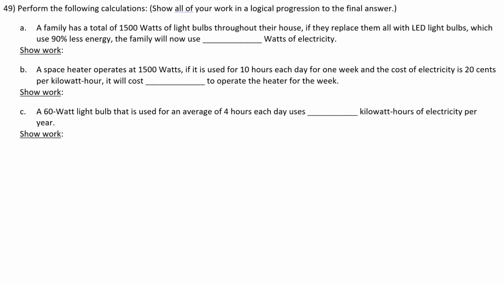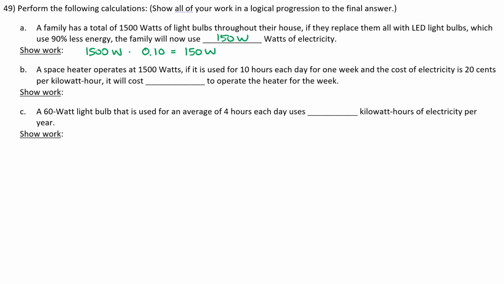So this now is all about the math. A family, and I'm going to be showing my work as I can. So a family has a total of 1,500 watts of light bulbs throughout their house. If they replace them all with LED light bulbs, which use 90% less energy, the family will now use blank watts of electricity. And so in order to calculate that, y'all, we simply take the 1,500 watts, we multiply it by 0.10, because it uses 90% less, so it only uses 0.1 or 10%. So when we multiply that, we get 150 watts.